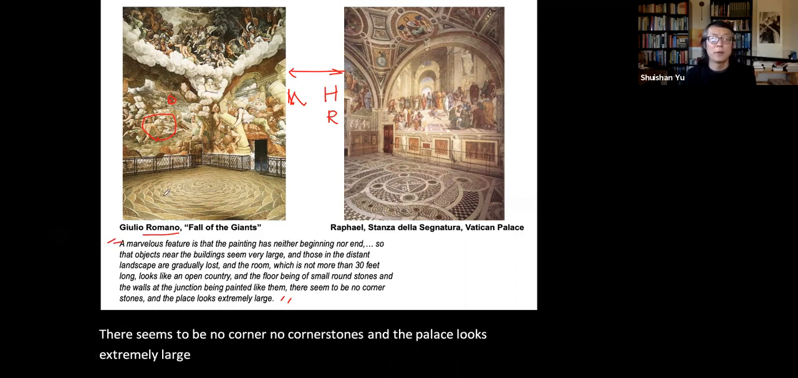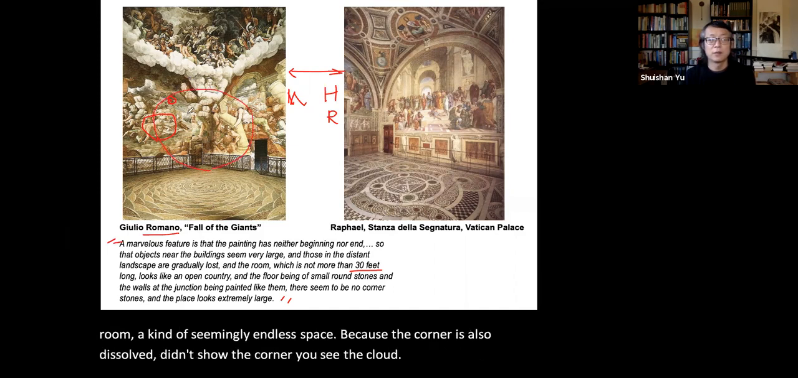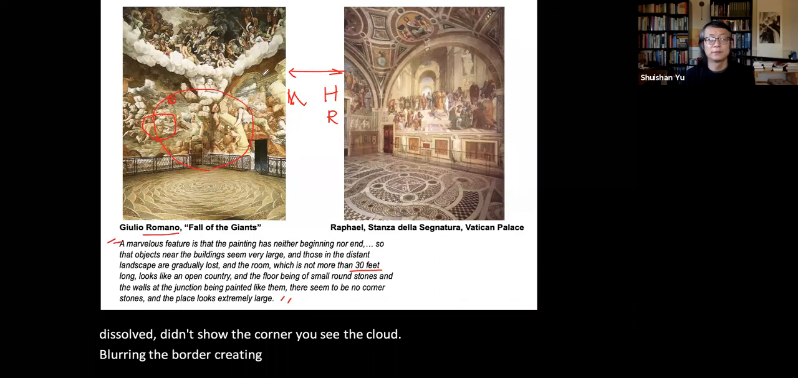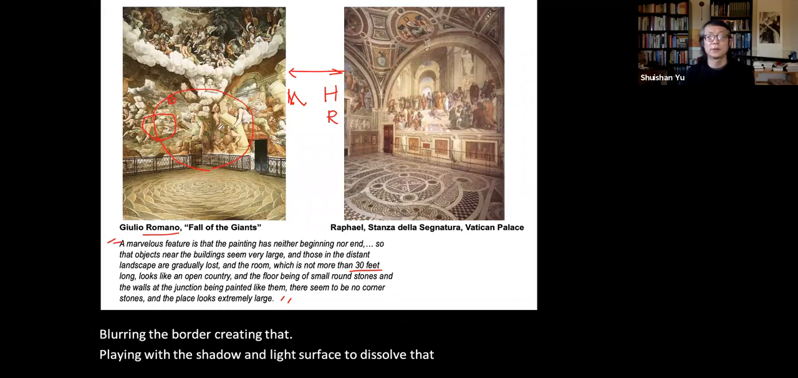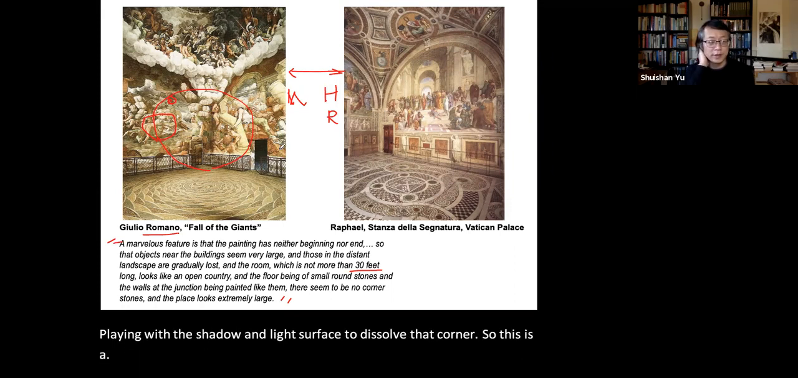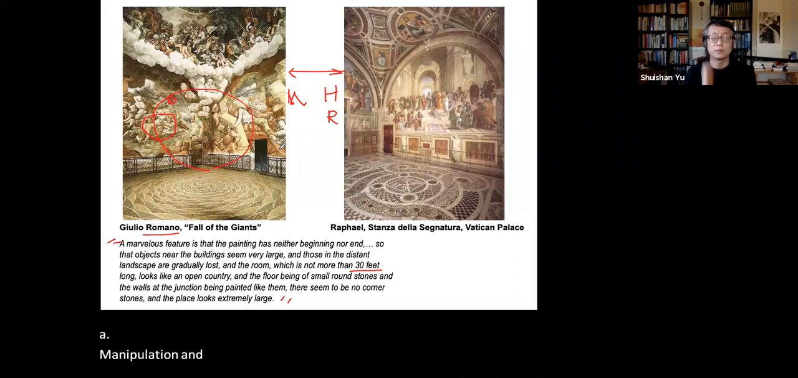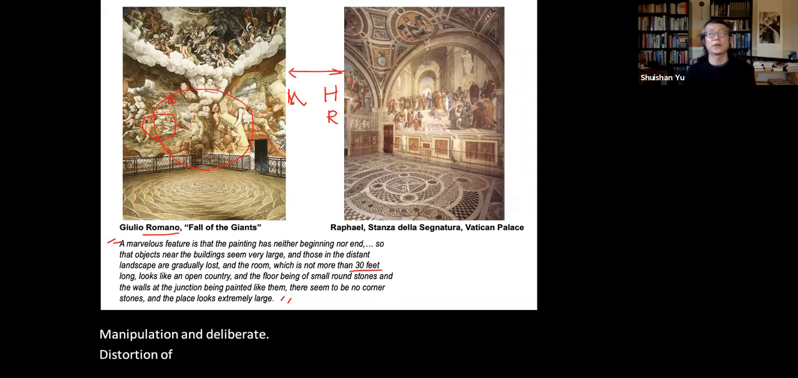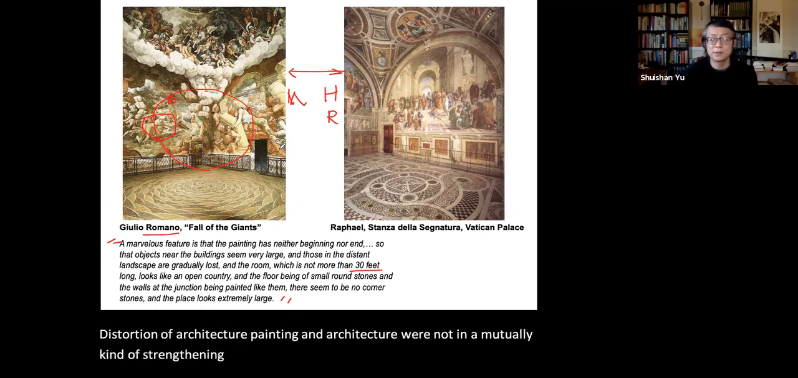So Romano created a space within just a 30 feet long room, a kind of seemingly endless space, because the corner is also dissolved. He didn't show the corner. You see the cloud blurring the border, playing with shadow and light on the surface to dissolve that corner. Right? So this is a manipulation and a deliberate distortion of architecture. Painting and architecture were not in a mutually strengthening cooperation. And this is the spirit of Mannerism.